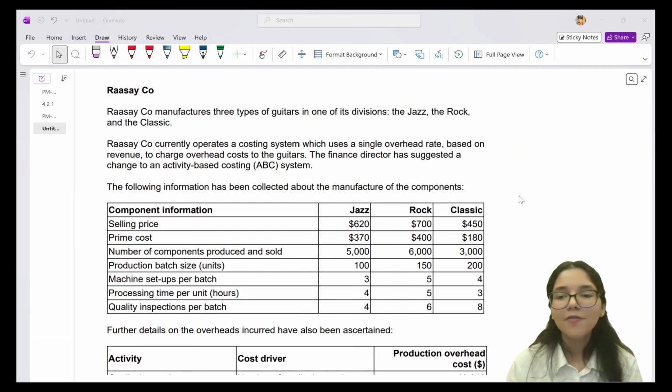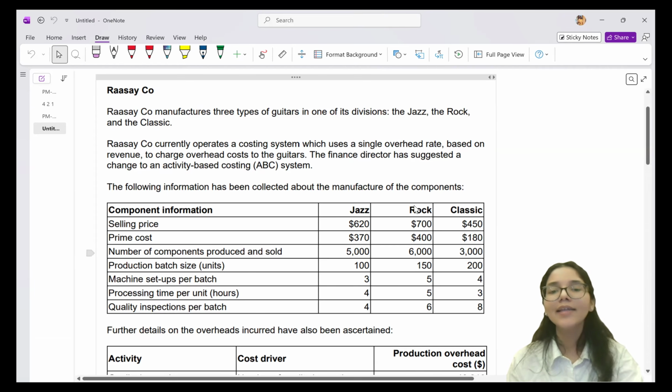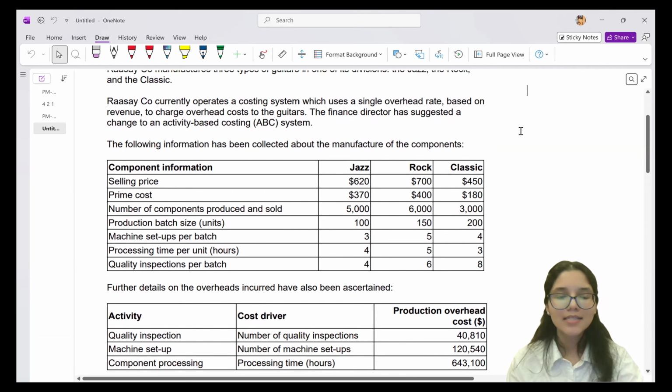Can you people identify which method they are using right now? ABC. They are using the traditional absorption costing method. Absolutely. This is what they are doing right now. And now they are thinking to move towards the ABC system.